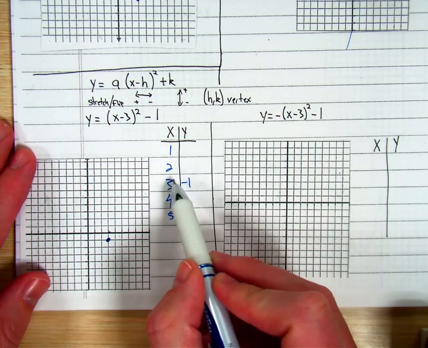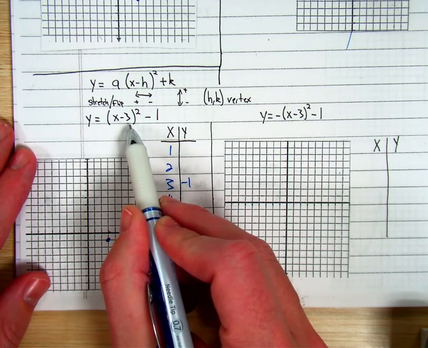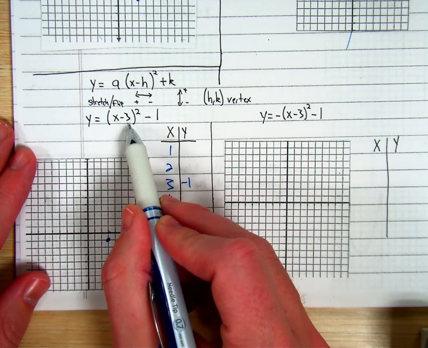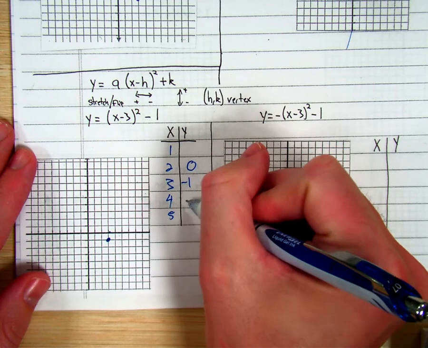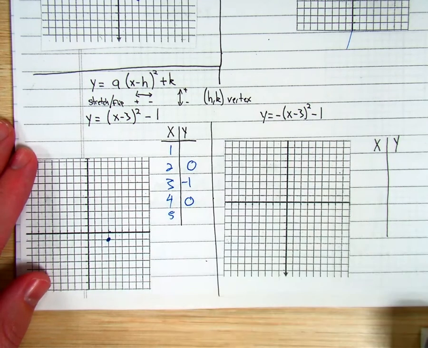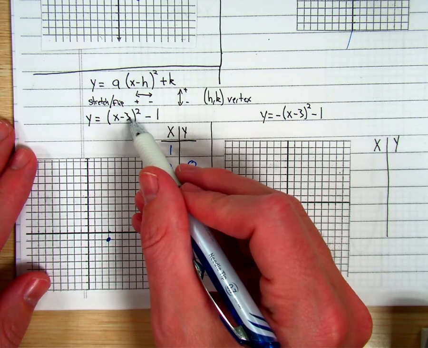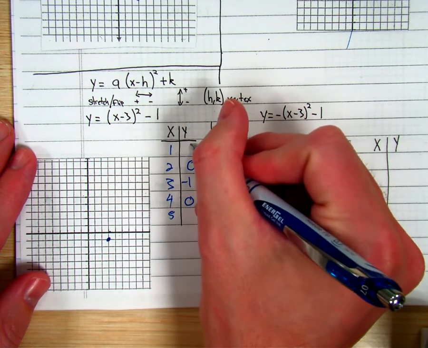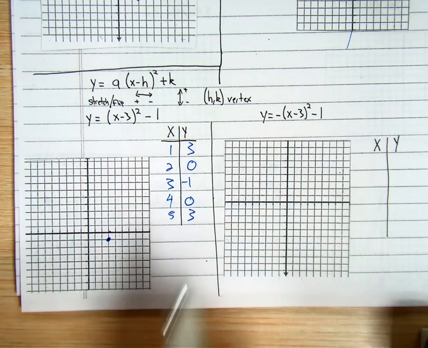Alright, so let's say if I put 2 in. 2 minus 3 is negative 1. Negative 1 squared is 1. Minus 1 is 0. And because we reflect, we can put that 0 there. 1 minus 3 is negative 2. Negative 2 squared is 4. Minus 1 is 3. And we can reflect and put that over here, and you can do your dots.